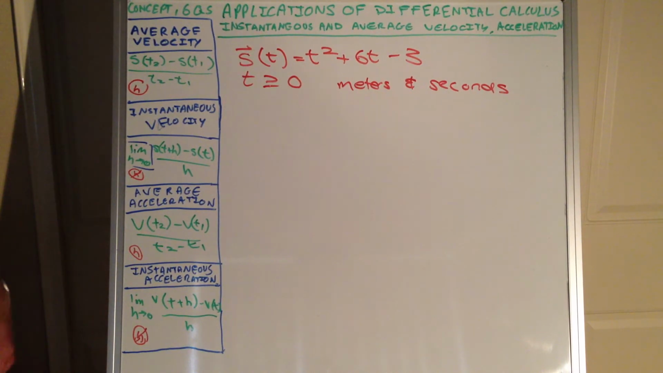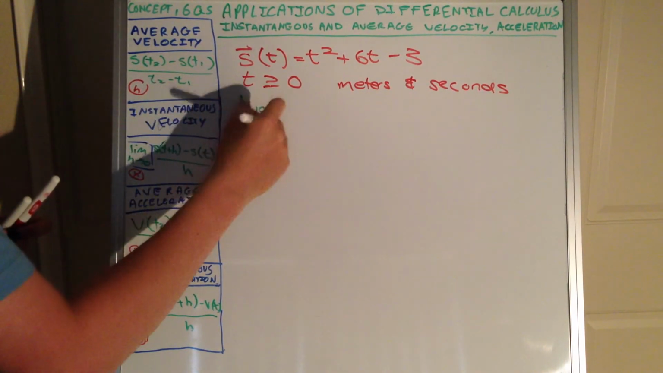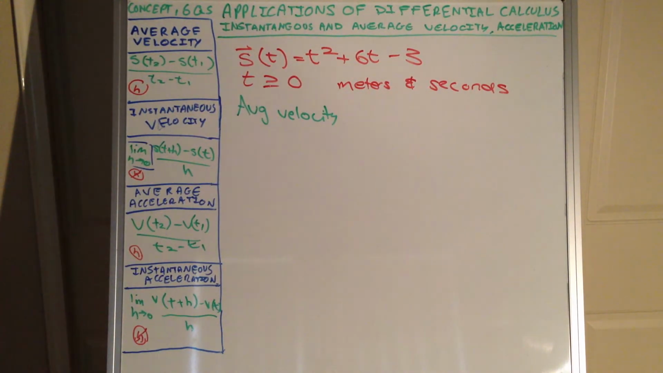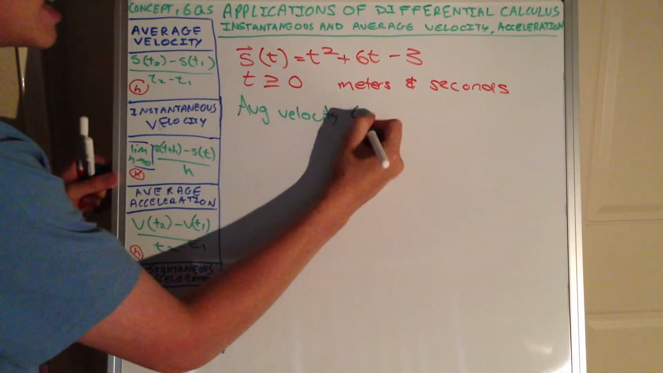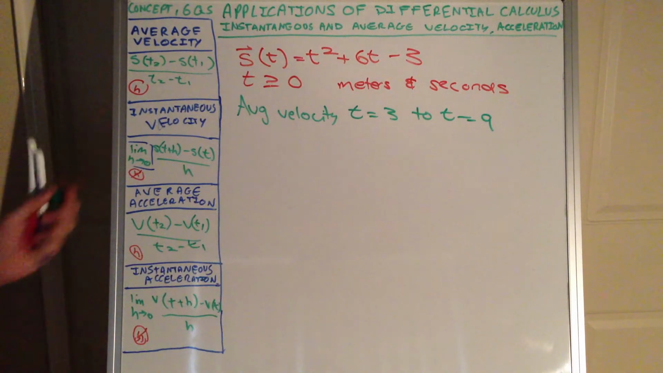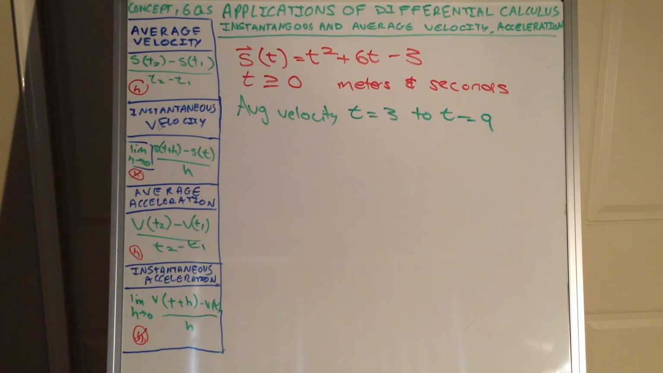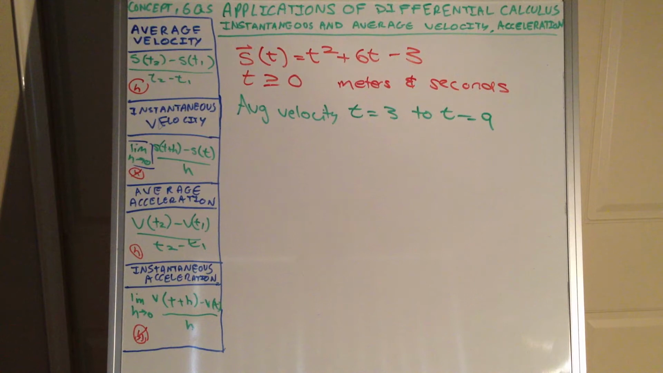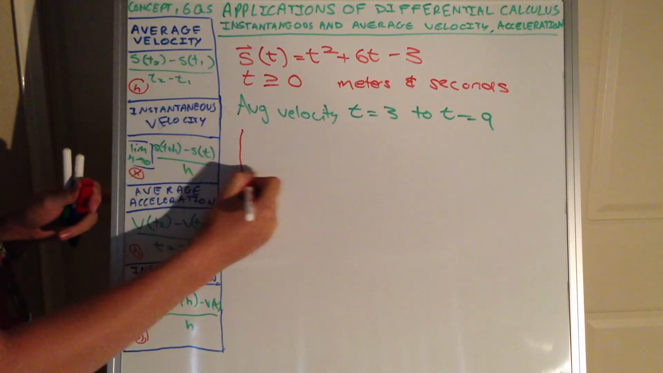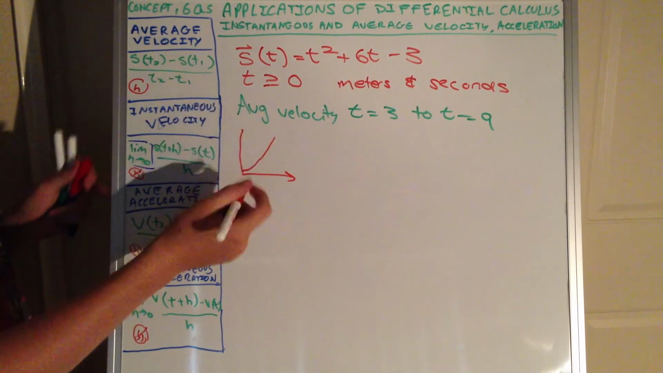Let's move on to the second question, where we need to find the average velocity. So I'll just write this up here. Looking at average velocity, of course we're going to be looking at our first formula, and it's the average velocity from t equals 3 to t equals 9. So it's given us a specific range, and it wants us to find the average. Again, we'd have our s(t) graph there, and you can see that it's going to have a curve up there because it's going to be a quadratic of some sort.